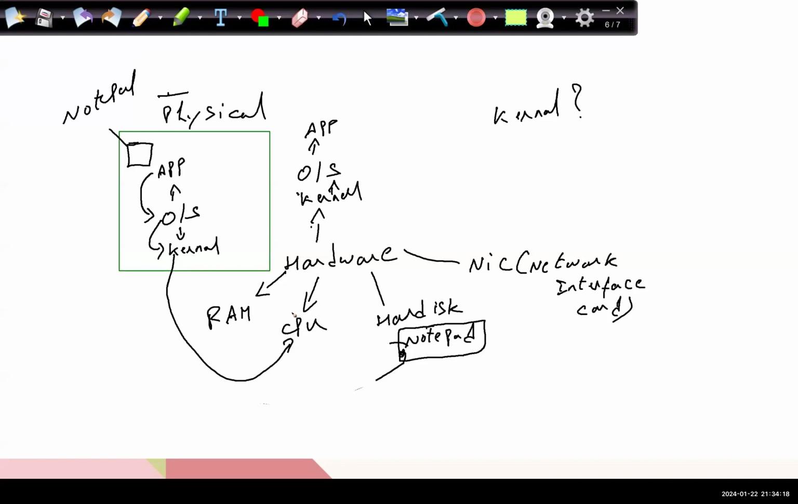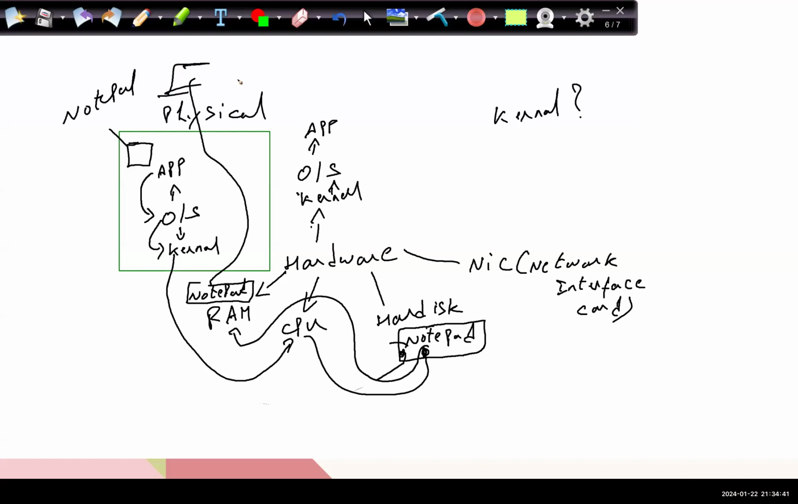and says that I want you to load the notepad into the RAM. So the CPU is going to go to the hard disk, pick the notepad, and load it into the RAM. As soon as the notepad is loaded in the RAM, you can see the notepad on the display. Which means there is obviously a communication happening right from your application to operating system to kernel, from CPU and hard disk and your RAM, right?